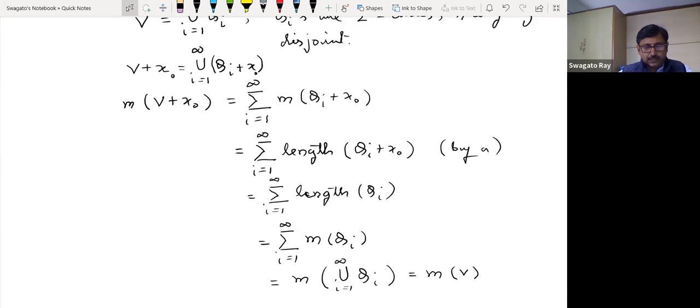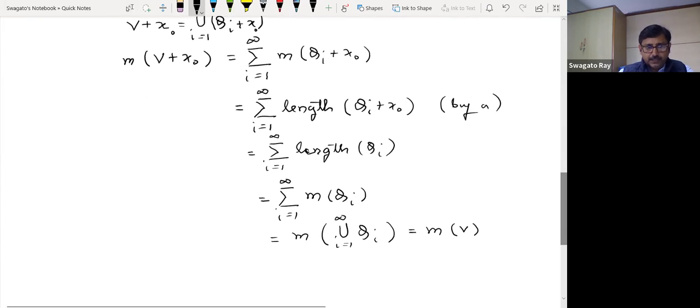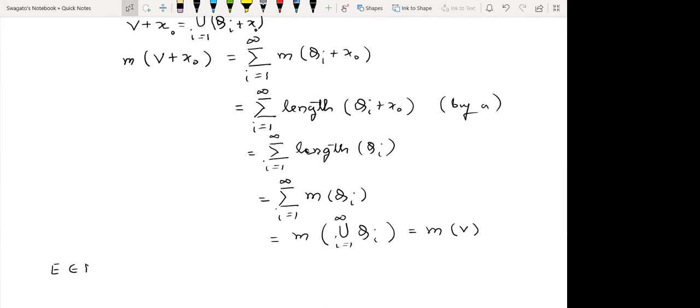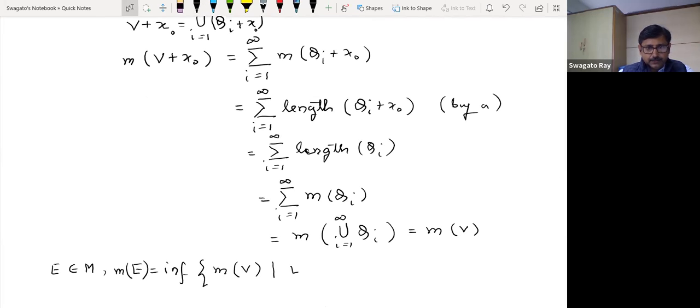That for open sets, it's translation invariant. Now, can you tell me whether this is now true for all Lebesgue measurable sets? That is, all sets which are in M. Well, that is pretty easy by definition, and that is the game of regularity. So suppose E is in M. That means E, by definition, has measure equal to the infimum of the measures of open sets which contain E. So E is a subset of V, V open.